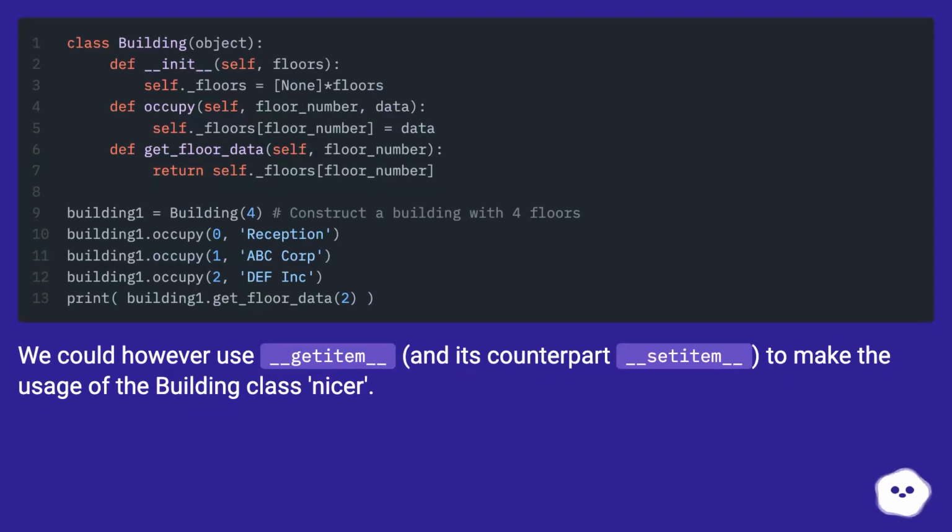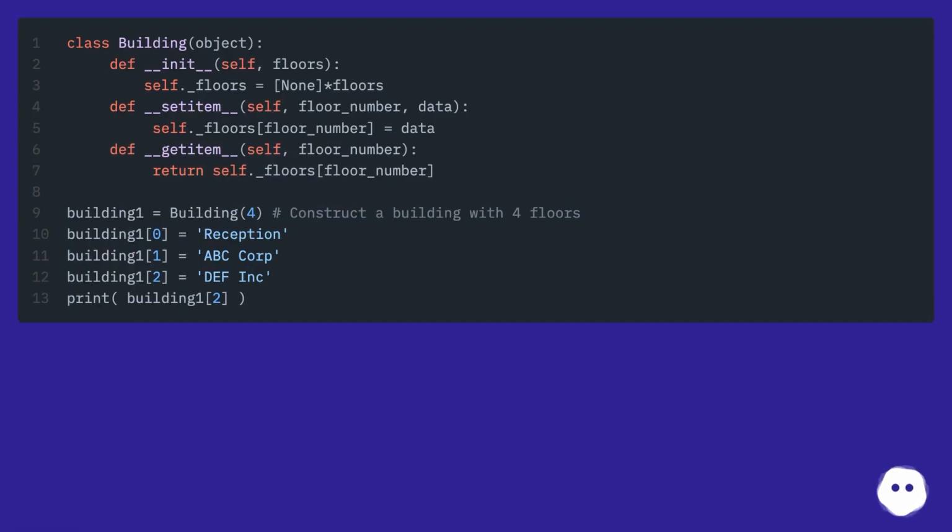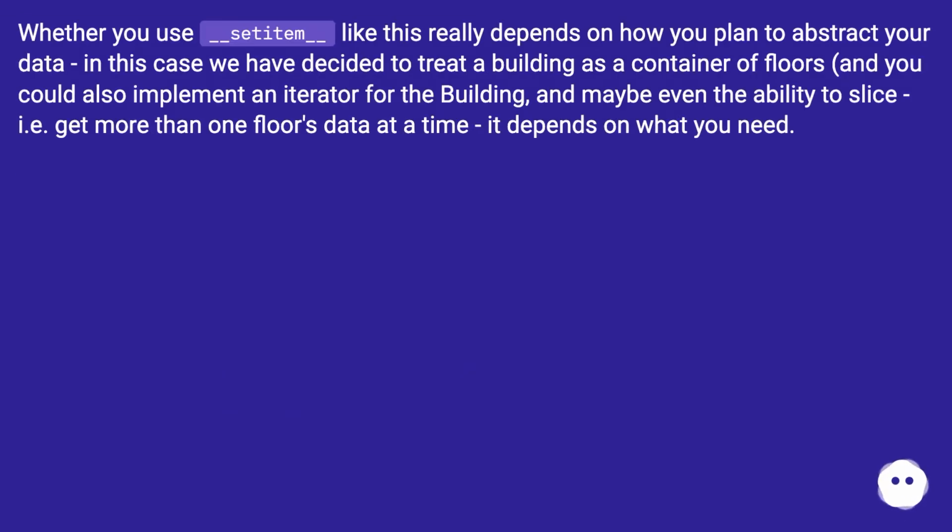We could however use __getitem__ and its counterpart __setitem__ to make the usage of the building class nicer. Whether you use __setitem__ like this really depends on how you plan to abstract your data. In this case we have decided to treat a building as a container of floors, and you could also implement an iterator for the building, and maybe even the ability to slice, i.e. get more than one floor's data at a time. It depends on what you need.